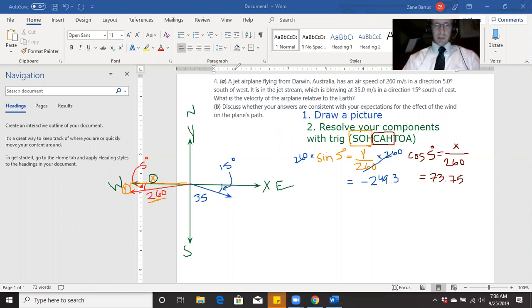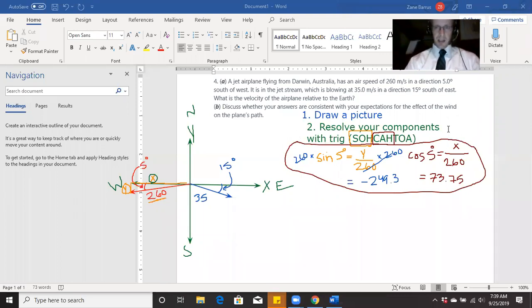Now let's look at the blue vector. Okay, so all of this work right here, this was for the plane. Okay, let me write that down. This is the plane. Let's do the work for the wind now. So let me change colors. I'm going to go pink now. So down here, we're going to do the work for the wind. Okay, so the blue triangle now, let's make it a right triangle by giving it some legs. Okay, so this is our y component over here. This is our x component.